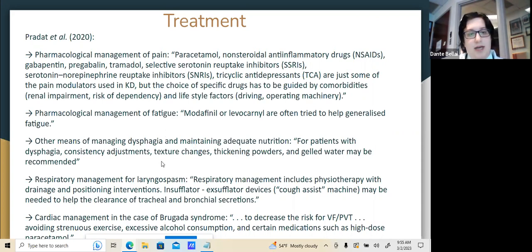There's respiratory management of laryngospasms. Respiratory management includes physiotherapy, drainage and positioning interventions, insufflator-exsufflator devices, what we call cough assist, to clear the tracheal and bronchial secretions. Kennedy's patients are predisposed to developing Brugada syndrome. So to decrease the risk of VF and PVT, one must avoid strenuous exercise, excessive alcohol consumption, and certain medications in high doses, like paracetamol, for instance.